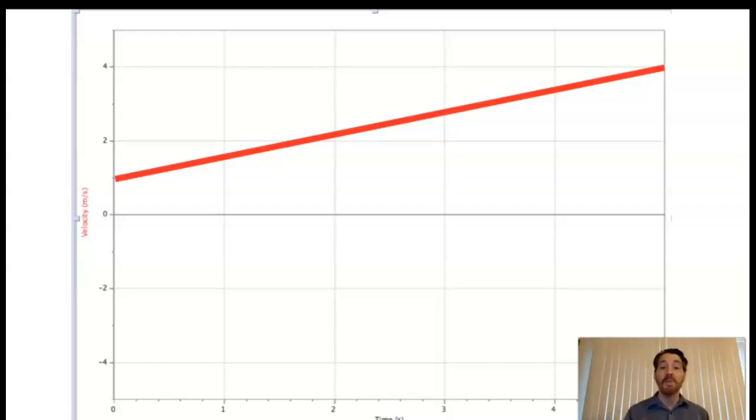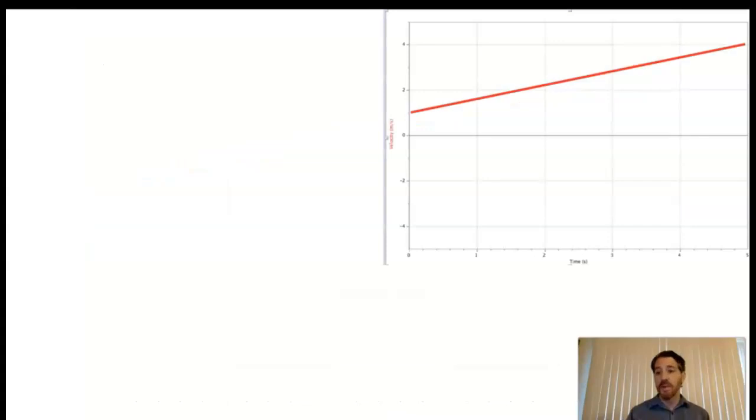The object started out moving in a positive direction at a velocity of 1 meter per second, and as time elapsed, the object's velocity became more and more positive. So this is an object moving in a positive direction and accelerating to go faster and faster in that positive direction. From this graph, I could determine a lot of information.